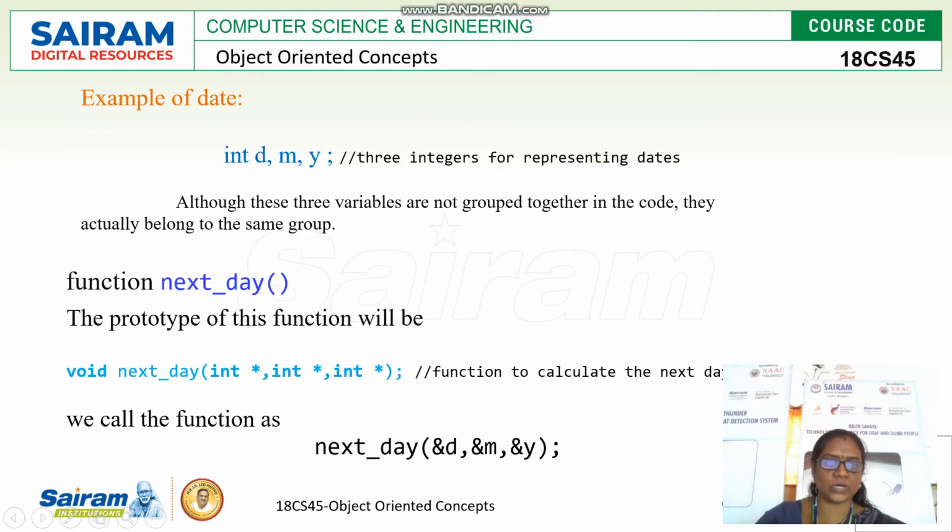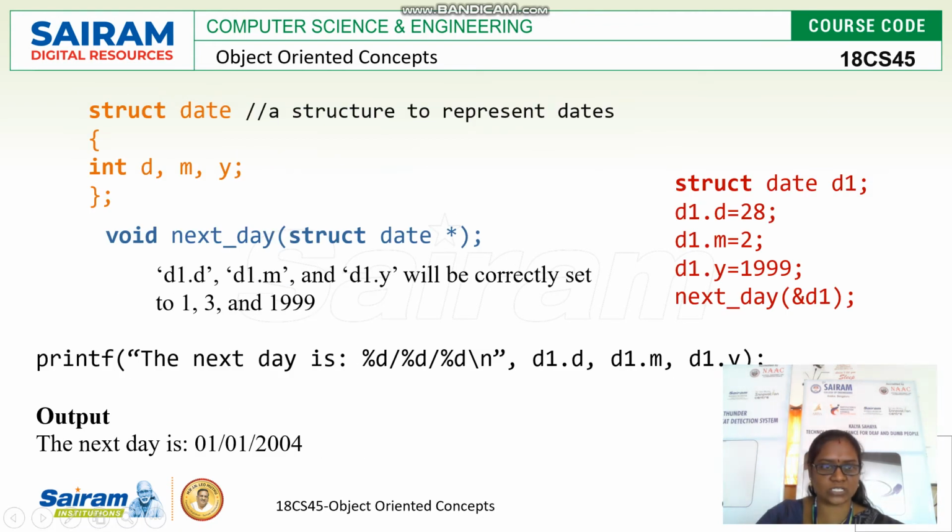So in the previous one, without the introduction of structure, what do we have to do? For next day, individually we should pass 3 integer arguments. But with the help of structure, what can we do? Struct date. Date is nothing but one structure name. Then int d, m, y are the necessary 3 integers declared here. So with the help of d1.d, d1.m, d1.y, we can make use of all 3 integers under a single name. So that is why structure is a more powerful tool in C programming.